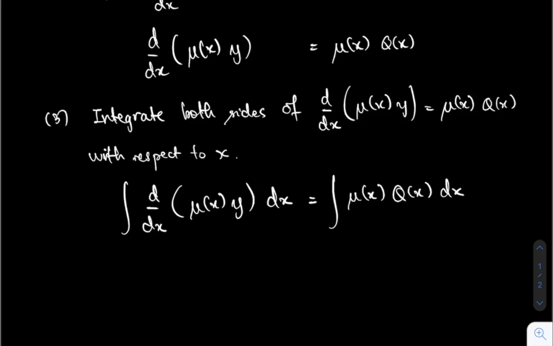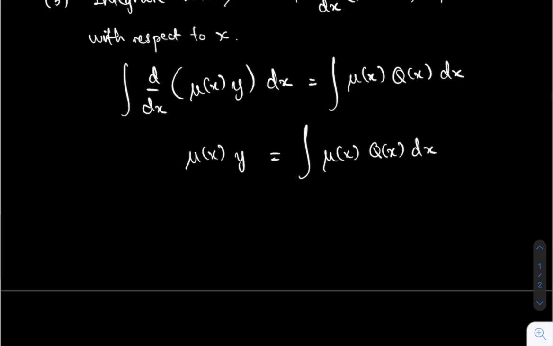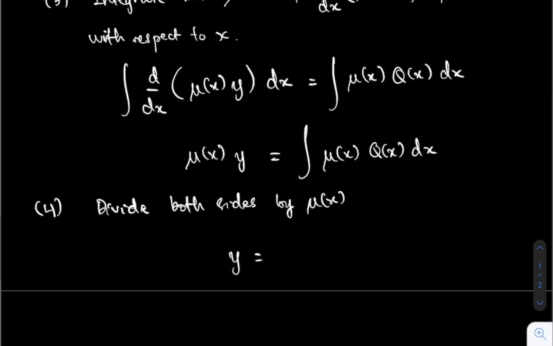For the left-hand side, if you use the fundamental theorem of calculus part 1, you will obtain mu of x times y equals the integral of mu of x times q of x dx. And to obtain the solution to the differential equation, you can divide both sides by the integrating factor mu of x. You get y equals 1 over mu of x times the indefinite integral of mu of x times q of x dx. So this is basically the procedure to solve a first order differential equation using the integrating factor.